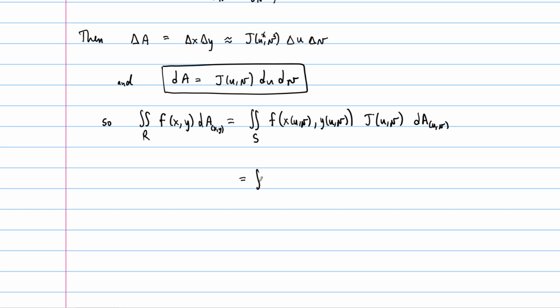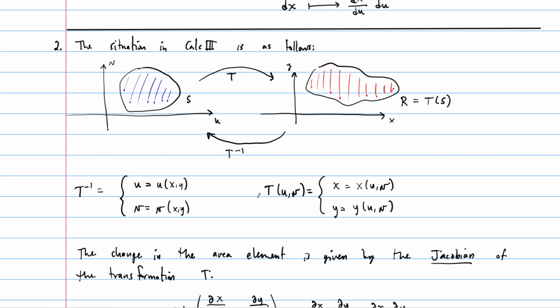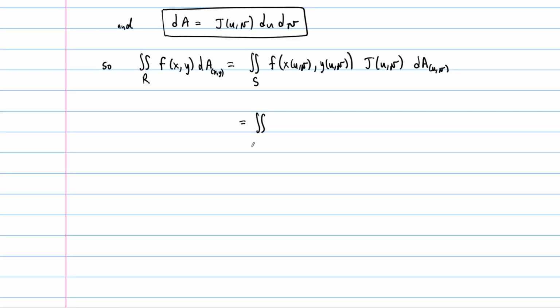Right, so this could be written as the double integral over t inverse of r, that's our S, of f of t of u and v times the Jacobian of u and v, dA with respect to uv.